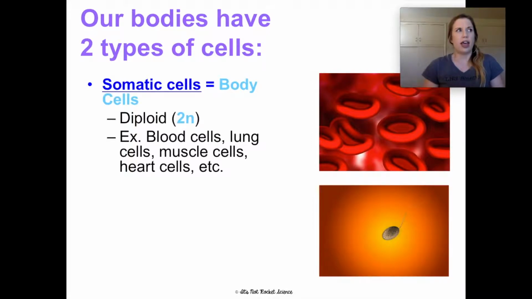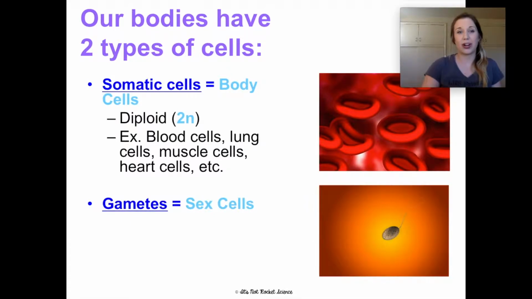And so examples of somatic cells are blood cells, lung cells, muscle cells, heart cells, basically any other cell that's not a sex cell. And so with that being said, the second type of cells are our gametes, or our sex cells, and they are haploid, or they have chromosome number N. And again, that's just a way in math to be able to figure out the different numbers of chromosomes in sex cells versus somatic cells.